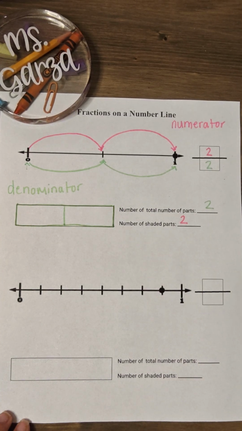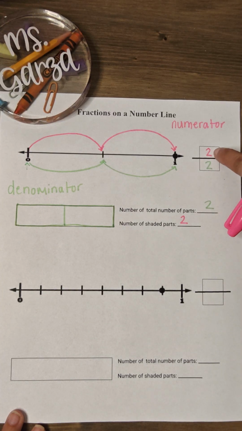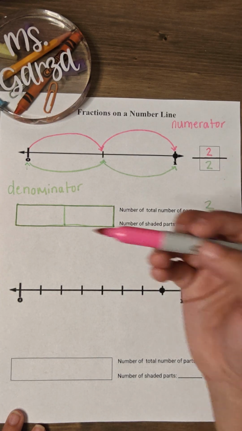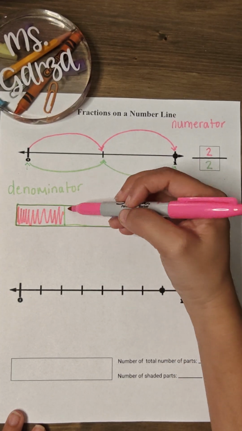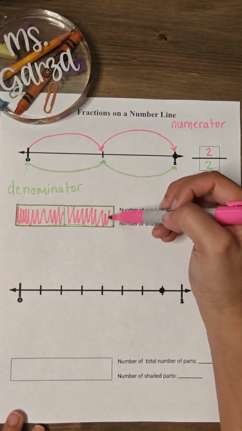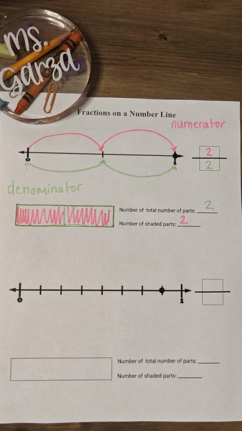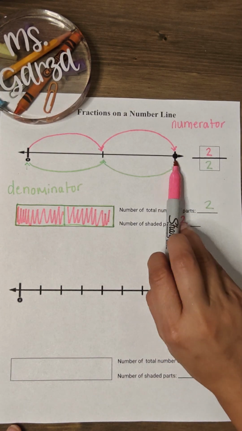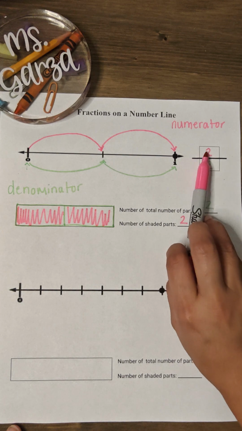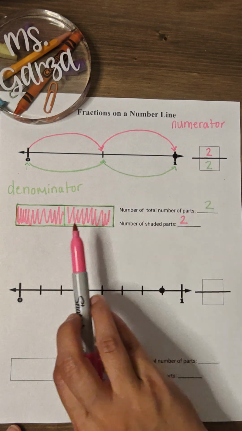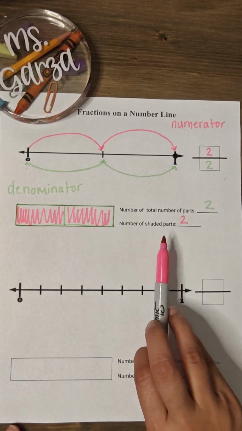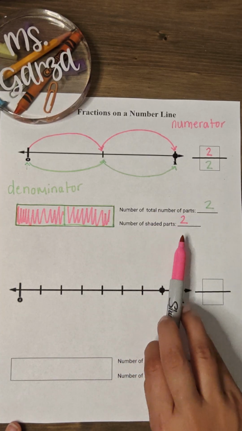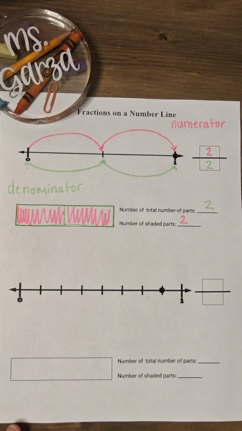Now the amount of parts that are going to be shaded depends on the numerator. This numerator has 2 of them shaded. So we're going to shade 1, 2. And that's it. Our point is represented by the fraction 2 out of 2. This is our visual on a fraction strip. And we were able to determine the denominator first and then our numerator. Let's try this again.